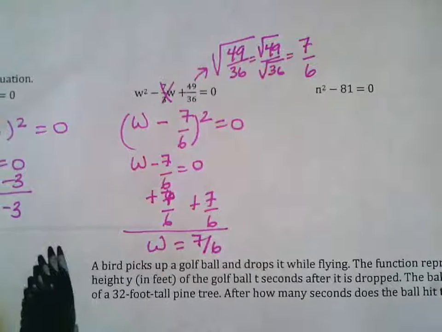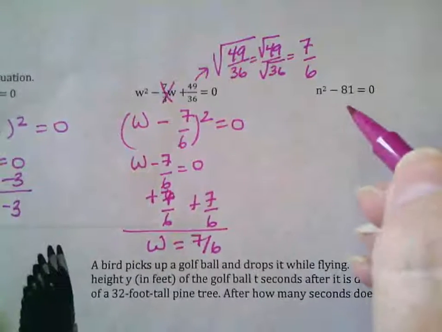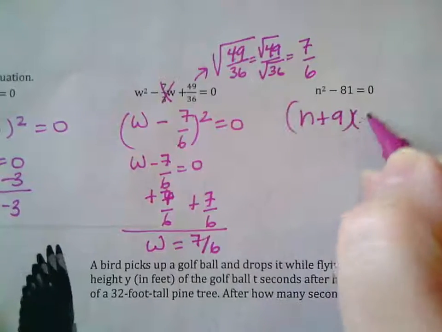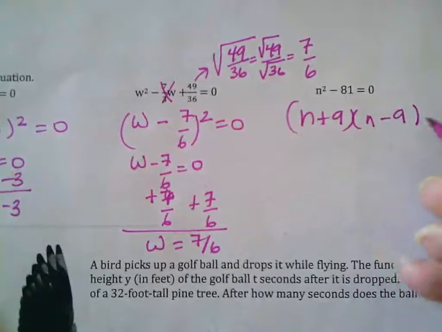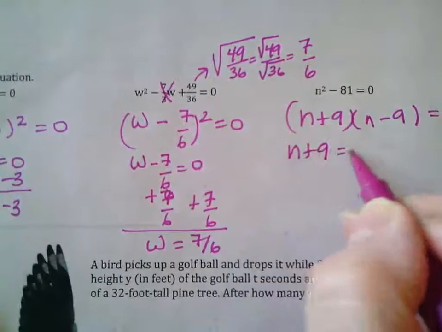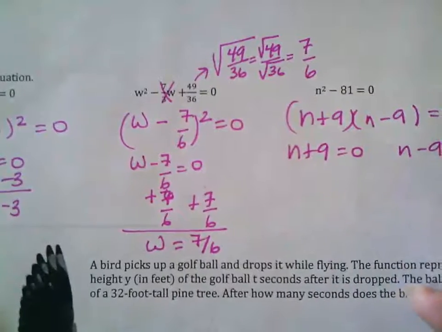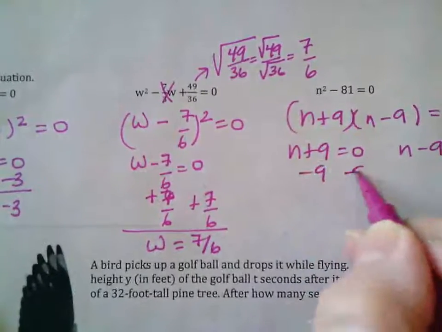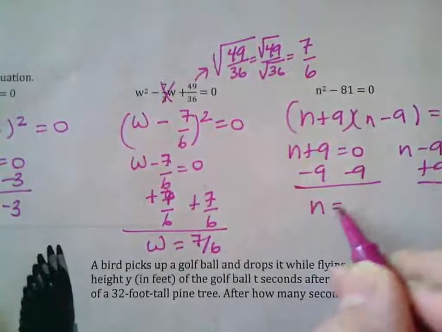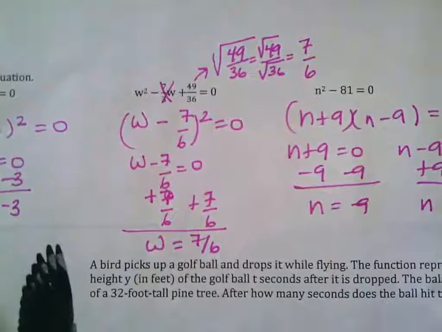This one, remember this is the difference of squares, so it's going to be n plus 9 and n minus 9. If you don't have a middle, split it up and make one a plus, one a minus. Equal to 0, so n plus 9 equals 0 and n minus 9 equals 0. Subtract the 9, add the 9, you're going to get n equals -9 or n equals 9.